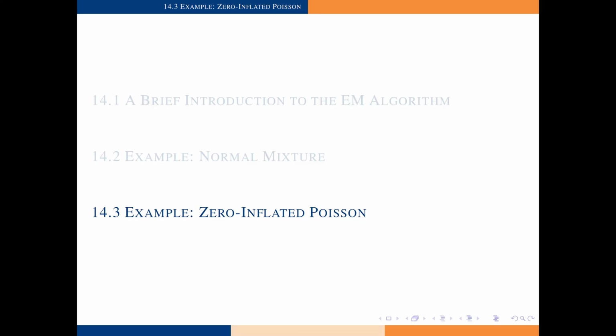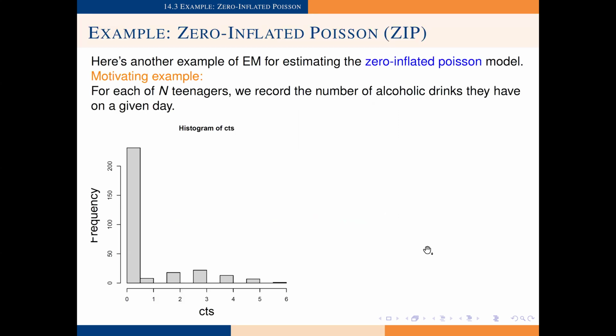So the EM algorithm is slightly complex. Let's try to see another example that involves the zero-inflated Poisson model, which I call the ZIP model. So here's a motivating example for why the ZIP model can be useful.